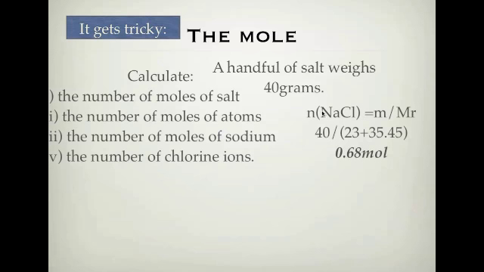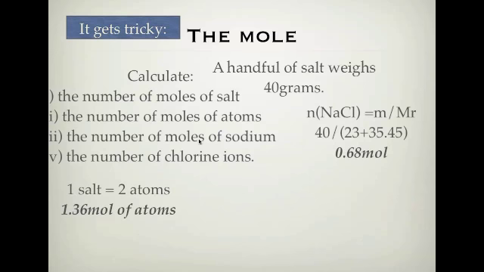When we get to the number of moles of atoms though, this is how many sodium chloride you have. In sodium chloride, there are 2 atoms. So what we need to do is multiply this by 2, because with every 1 salt, you get 2 atoms. So 1 salt, 2 atoms, so therefore this much salt, you get twice as many atoms. All right? This is where it gets tricky, because you have to think about it for a bit.